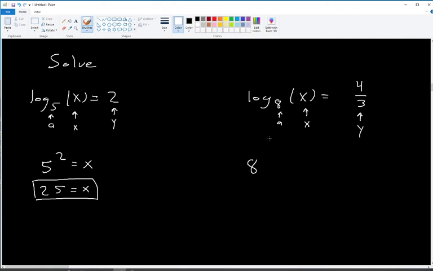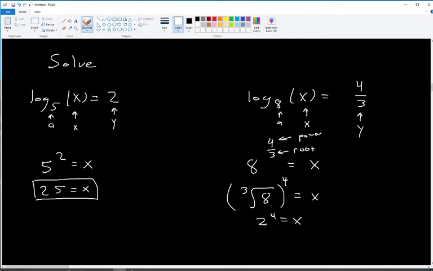We get a to the y equals x. This is the cube root of 8 to the 4th power. When you have a fractional power, the 3, the denominator, tells you the root, and the 4 tells you the power. So the cube root of 8 is 2. So 2 to the 4th power is x. 2 to the 4th is 16, so 16 is x in this case. So again, we went back to the a to the y equals x equation, and that did everything we needed.